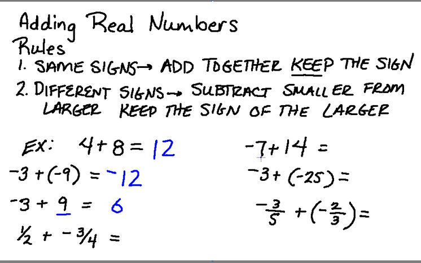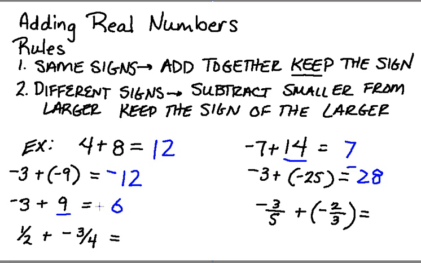Over here, I've got minus 7 and a positive 14. Again, I have two different signs, so I'm going to subtract 7 from 14. I actually get 7, and it's going to be positive. I keep the sign of the larger. 14 is actually larger, so I keep that sign. This one, I have two negative signs, so I'm just going to add them together. 3 and 25 yields 28, and I keep the sign that they both have, which is a negative.